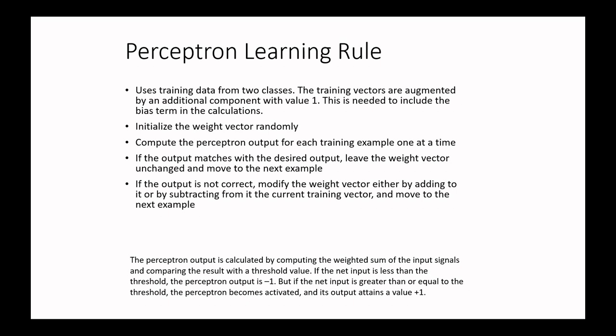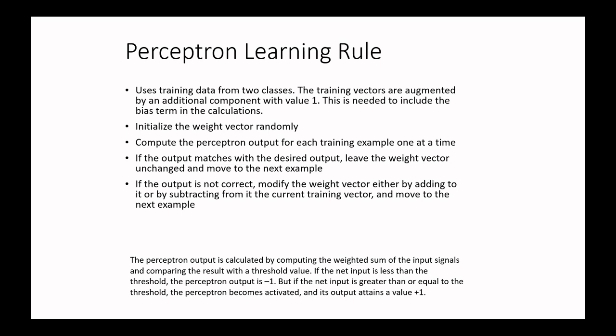And for the other class, the example from the negative class, if the output is not correct, that means you're getting more output than you should be getting. So what you want to do is push it in the negative direction. So basically, you either push the weight vector in the positive direction or negative direction, depending upon what kind of mistake is being made.